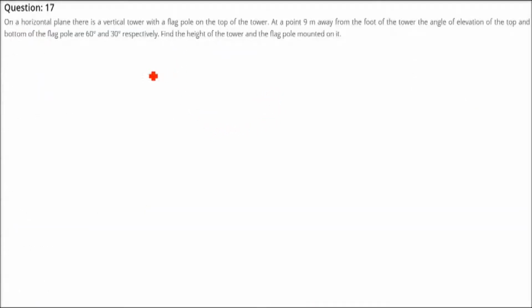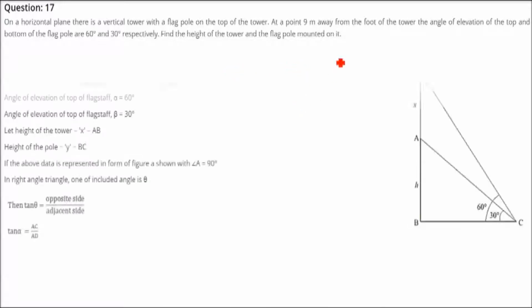On a horizontal plane, there is a vertical tower with a flag pole on the top of the tower. At a point 9 meters away from the foot of the tower, the angles of elevation of the top and bottom of the flag pole are 60 degrees and 30 degrees. Find the height of the tower and the flag pole mounted on it.